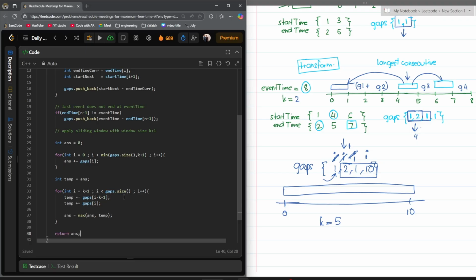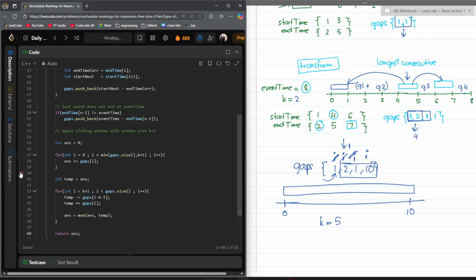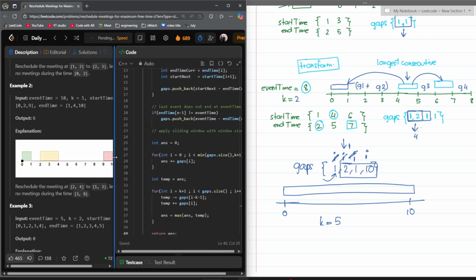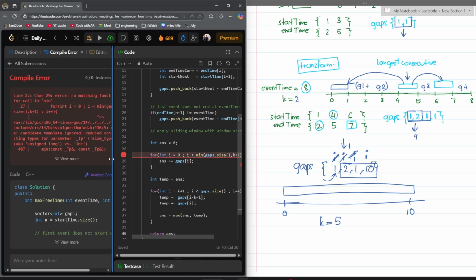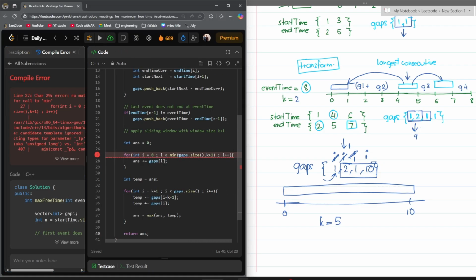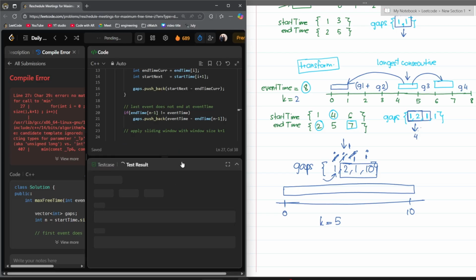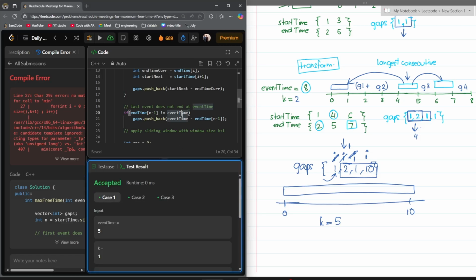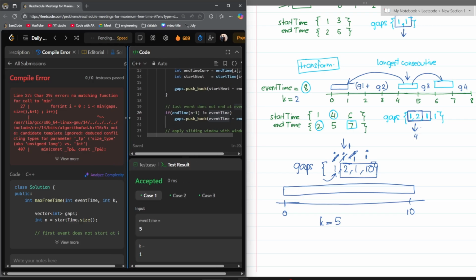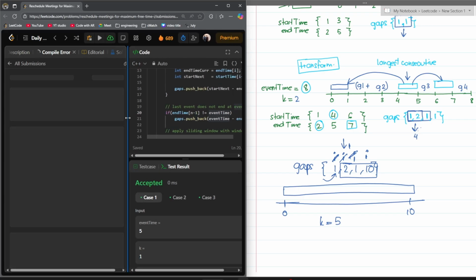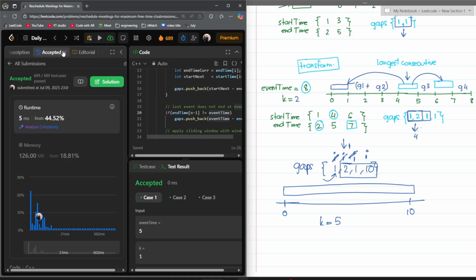If I directly submit this code, let's see if it passes all the test cases or not. What is happening? Gaps dot size, I think I need to convert this into an integer. Let's run this code. Let's not be overconfident and directly submit. It passes the example test cases, and I am very hopeful that it is going to pass all the other ones as well. Yeah, perfect. It gets accepted overall.